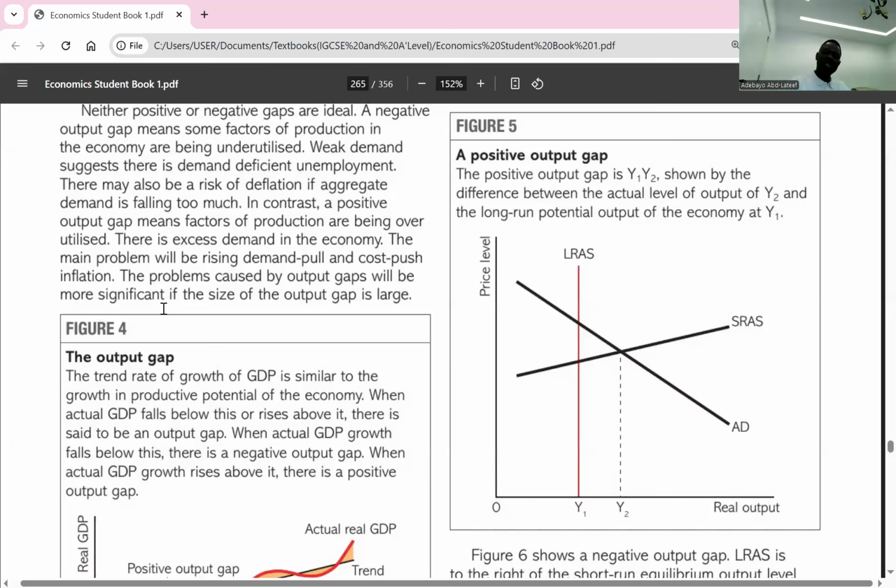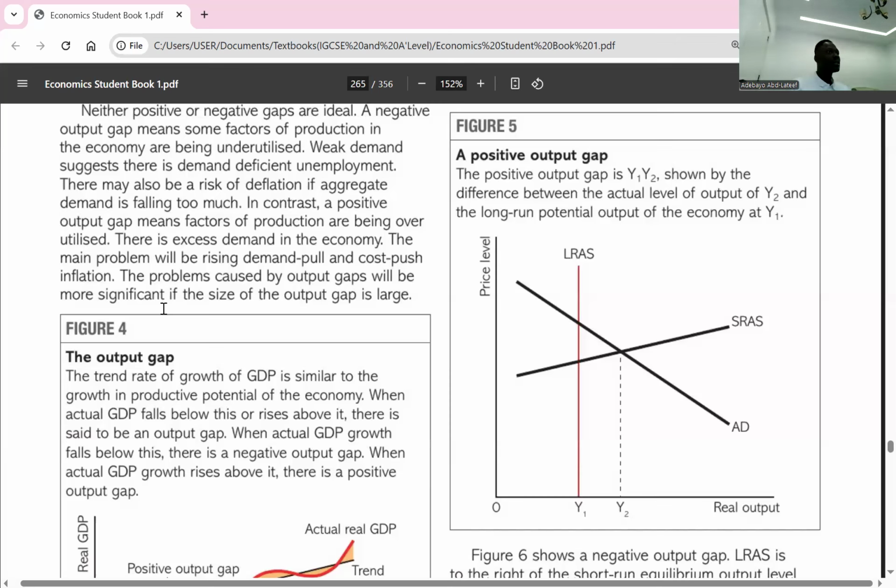So to solve it, we have to move our long-run aggregate supply curve towards the short-run aggregate supply curve, towards the equilibrium. So that means we're going to talk about LRAS1 going to LRAS2. So that's the first situation. We are talking about filling the positive output gap. To fill it, the long-run aggregate supply curve has to shift towards equilibrium at 0Y2. That's the first point.